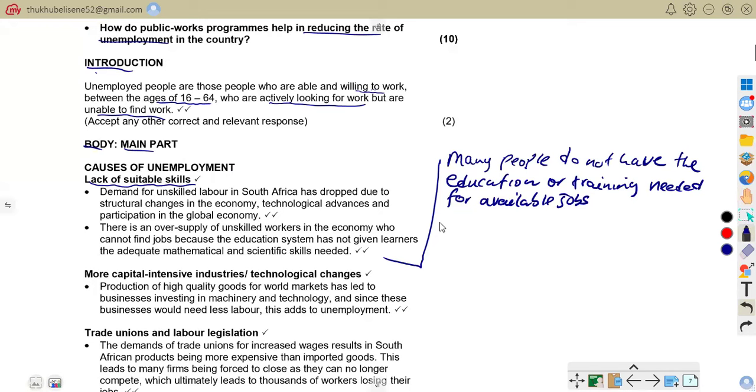For example, a person without computer skills cannot get a job in an office. That's what it means. So the points that are given here under lack of suitable skills: demand for unskilled labour in South Africa has dropped due to structural changes in the economy, technological advances, as well as participation in the global economy. So there is an oversupply of unskilled workers in the economy. They cannot find jobs because the education system has not given learners the adequate mathematical and scientific skills needed. So that's what it means.